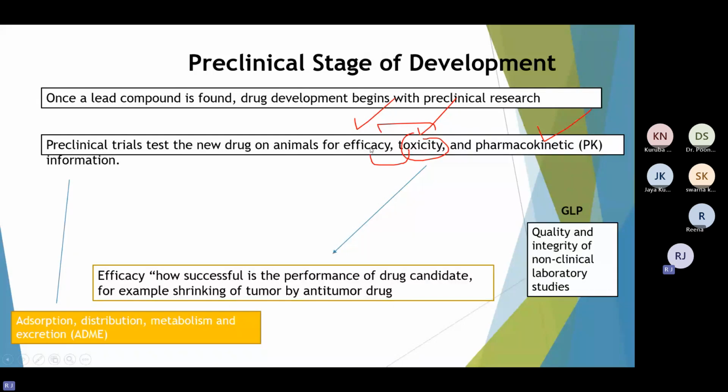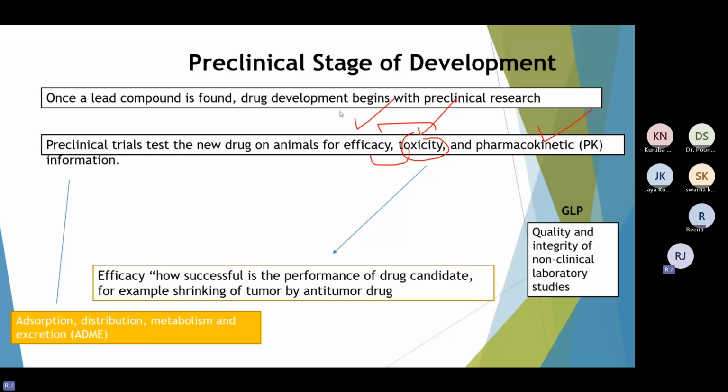Now, what do you mean by efficacy? Efficacy is nothing but it tells how successful the performance of the drug candidate is. For example, if we are making an anti-tumor drug, then how well the drug is going to shrink that particular tumor is called the efficacy of that particular drug.